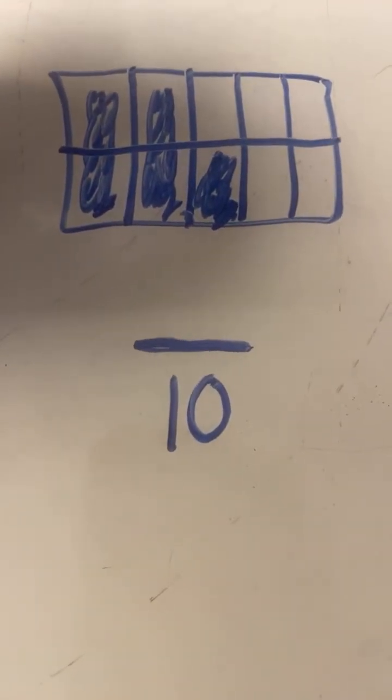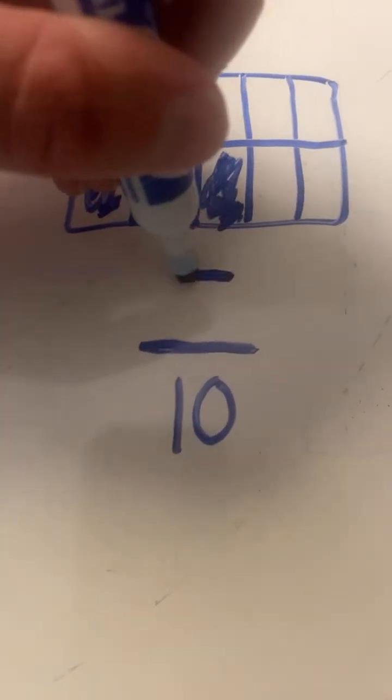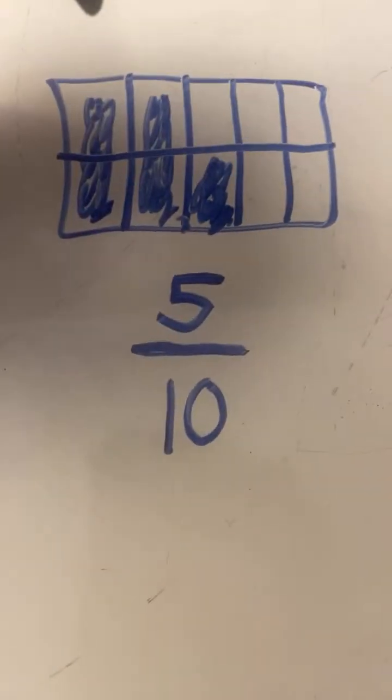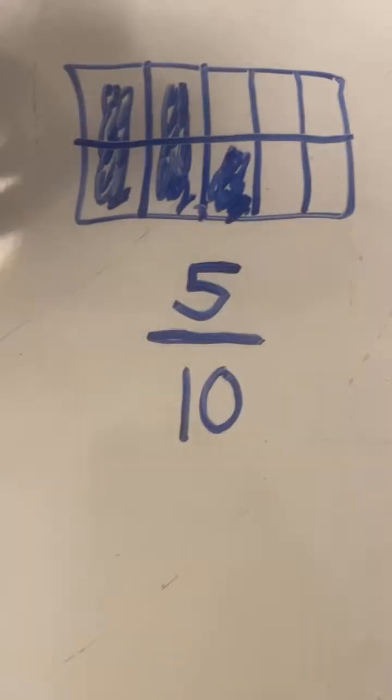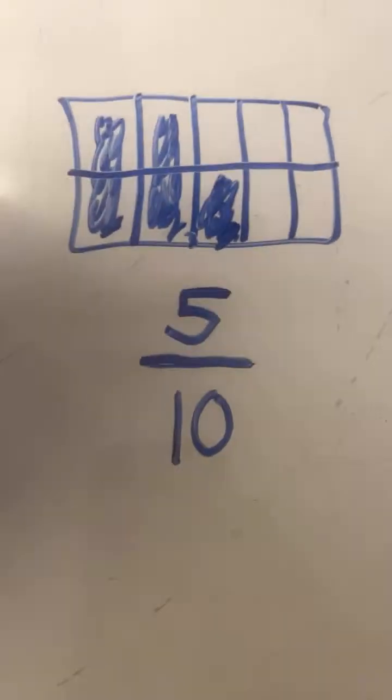Next, I'm counting the number of shaded pieces. 1, 2, 3, 4, 5. So the fraction for the number of pieces shaded in this shape is 5/10. Different shape, but same concept.